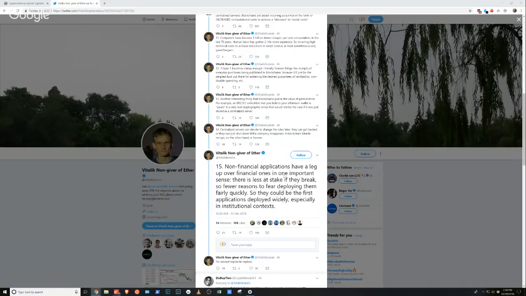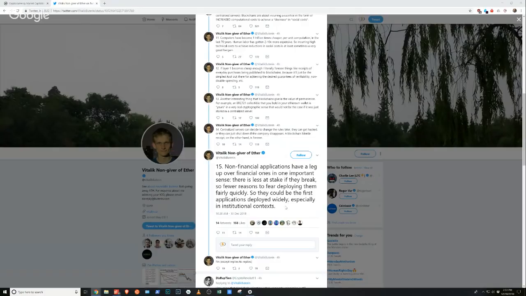Centralized servers can decide to change the rules later. Yeah, kind of like Ethereum. They can get hacked, or they can get just shut down if the company disappears. Yeah, just like Ethereum. Blockchain Merkle receipt, on the other hand, is forever. No, well, so are all sorts of other public key receipts. As long as you have a copy, you have it. That's it. This is such a stupid argument.